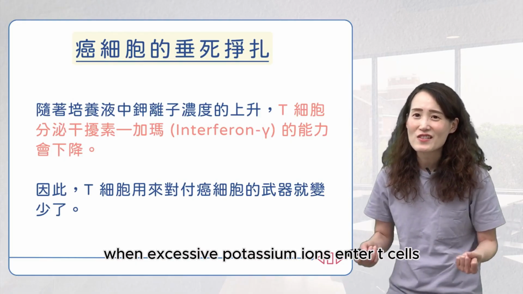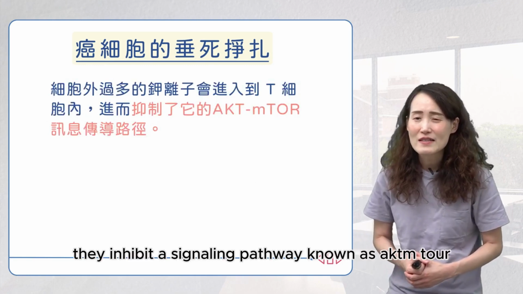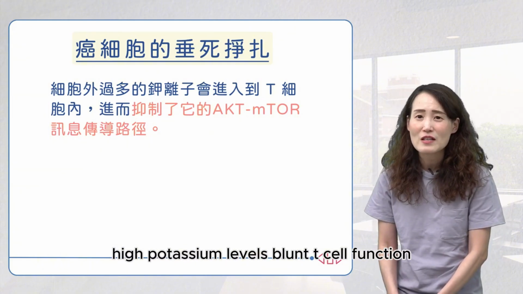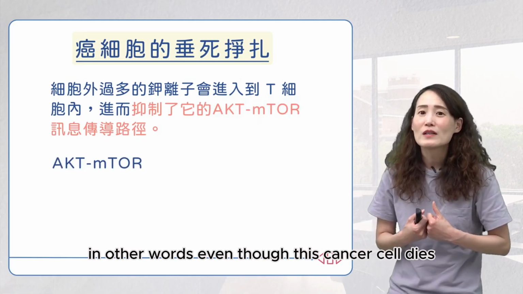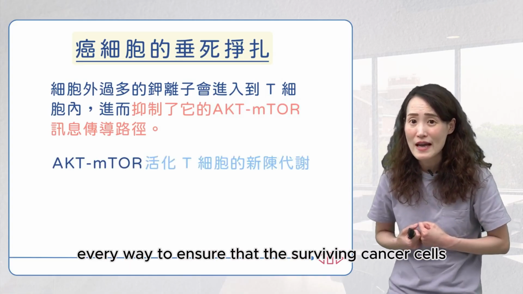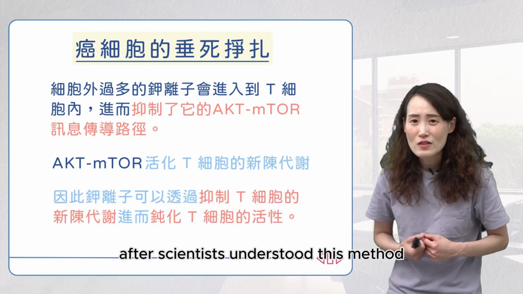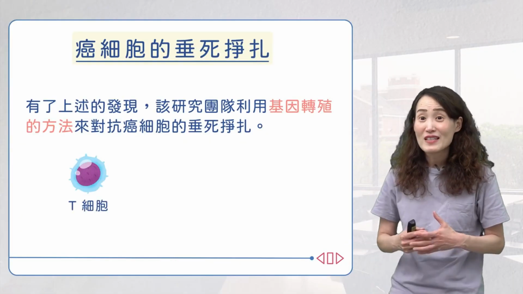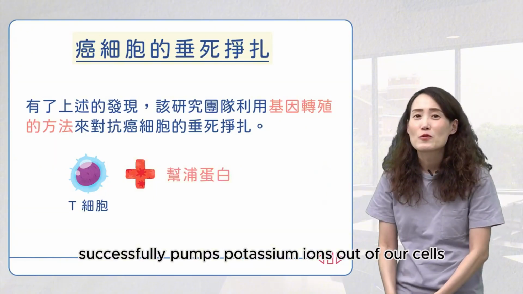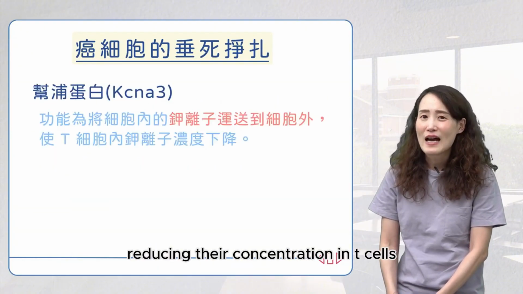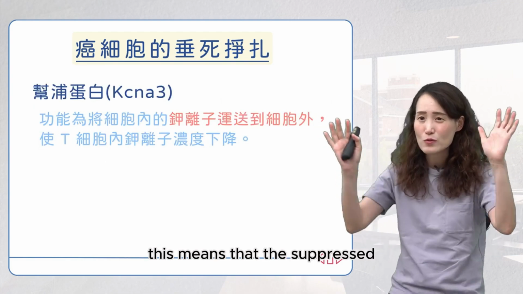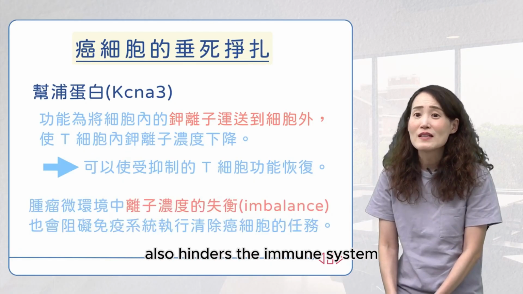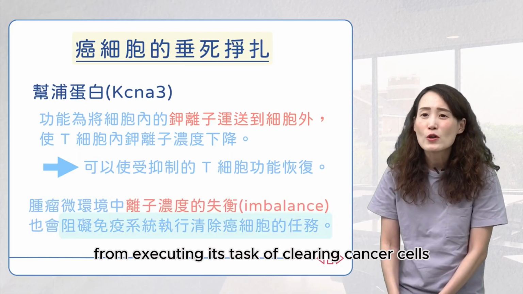When excessive potassium ions enter T cells, they inhibit a signaling pathway known as AKT-mTOR. AKT-mTOR primarily activates T cell metabolism. High potassium levels blunt T cell function. In other words, even though this cancer cell dies, it still tries every way to ensure that the surviving cancer cells can survive robustly. After scientists understood this method, they introduced a pump into our T cells through genetic engineering. This pump, known as KCNA3, successfully pumps potassium ions out of our cells, reducing their concentration in T cells. This means that the suppressed T cell function can be restored. The imbalance in the tumor microenvironment's concentration also hinders the immune system from executing its task of clearing cancer cells.